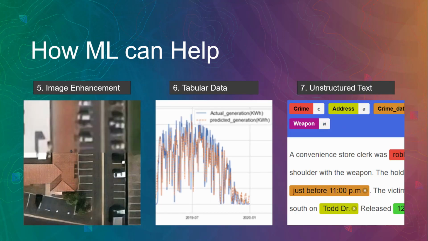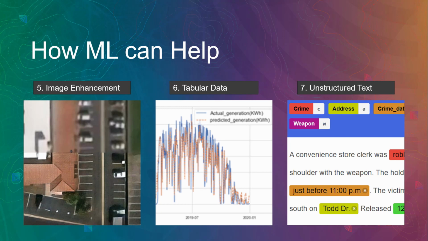The final 3 categories stray a bit from our traditional concept of GIS. We're talking about image enhancement, tabular data, and unstructured text. Image enhancement is exactly what it sounds like. A trained model can be used to synthesize high-resolution imagery from lower-quality data. Remembering that we need a high-quality version of the imagery to train the model on first, this technique could be useful when working with composite imagery services, where certain regions are provided in higher resolution and certain regions are lower resolution.